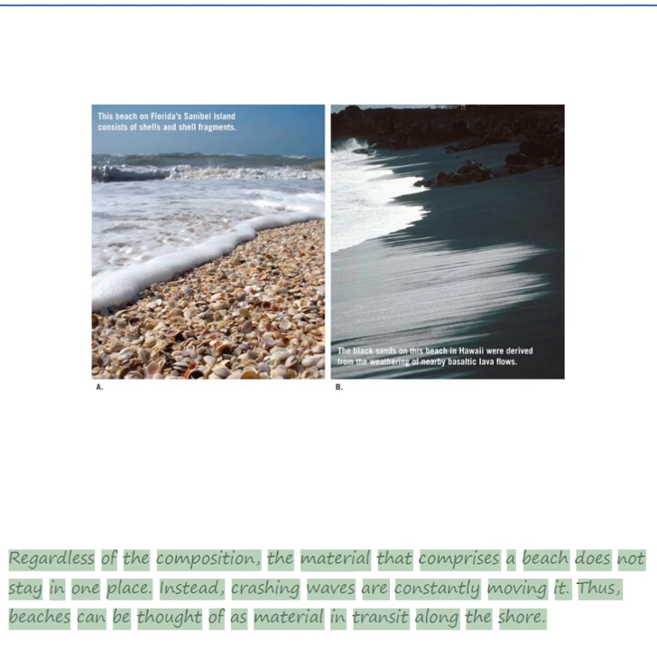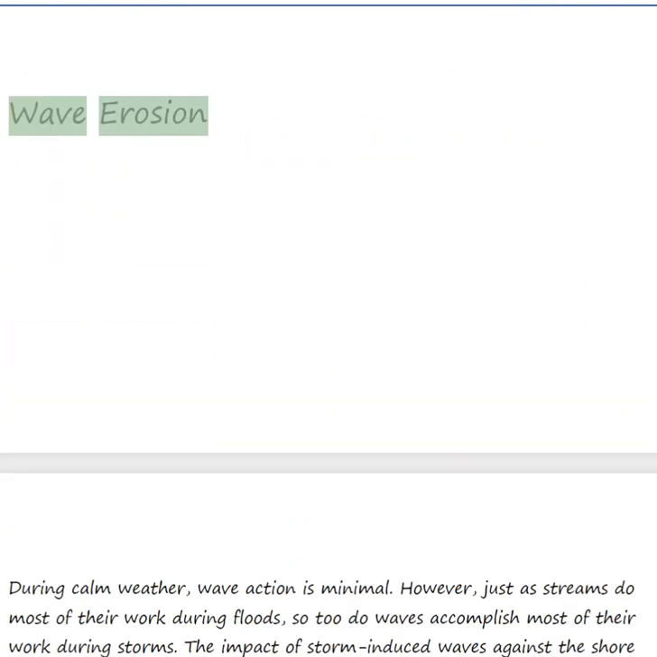Regardless of the composition, the material that comprises a beach does not stay in one place. Instead, crashing waves are constantly moving it. Thus, beaches can be thought of as material in transit along the shore. Wave erosion.